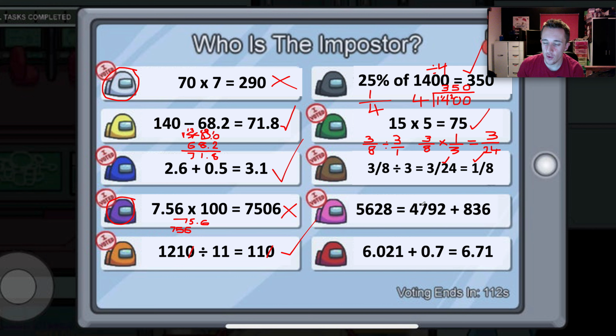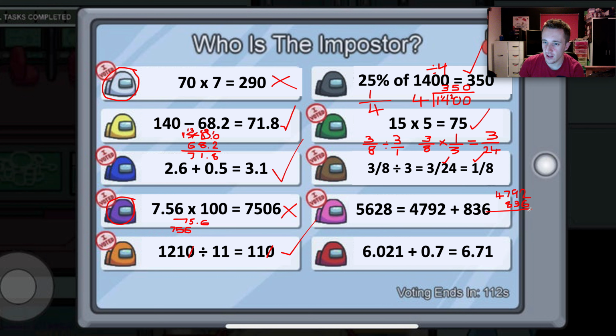5,628 equals 4,792, add 836. All they've done here is they've swapped it round to try and confuse you. All you need to do is do this and see if you get that. So 4, 7, 9, 2, add 836.